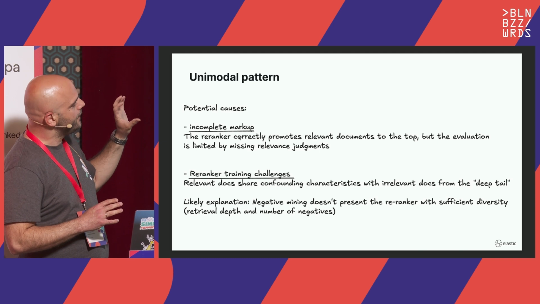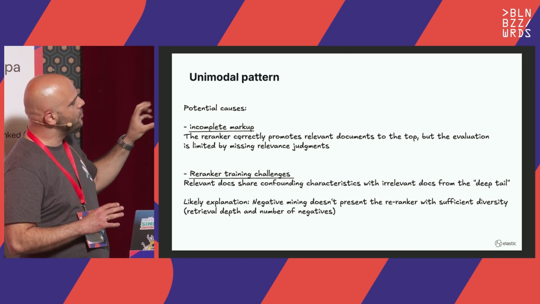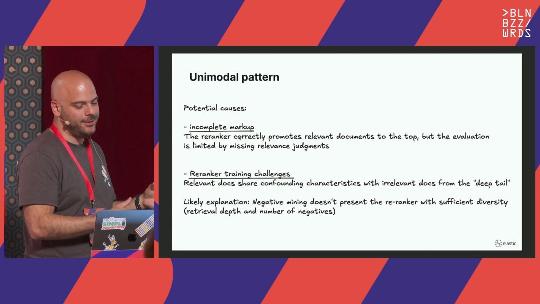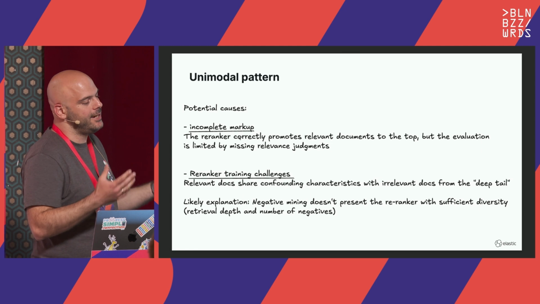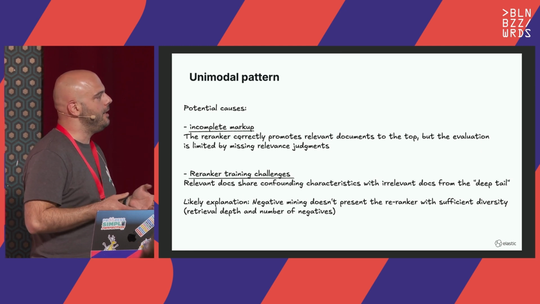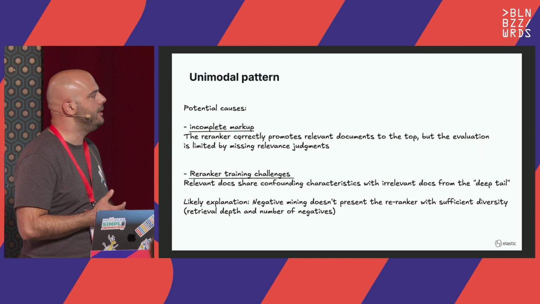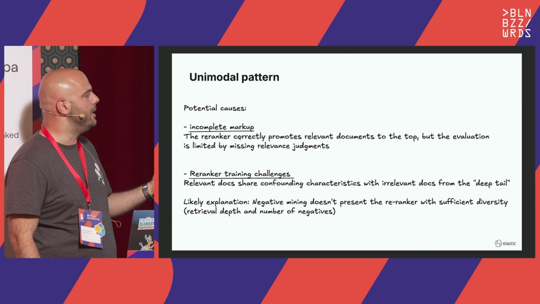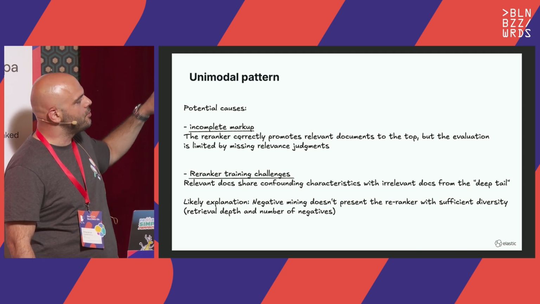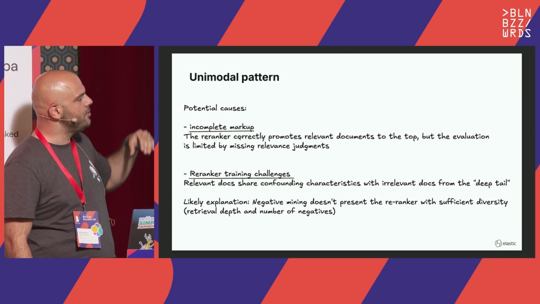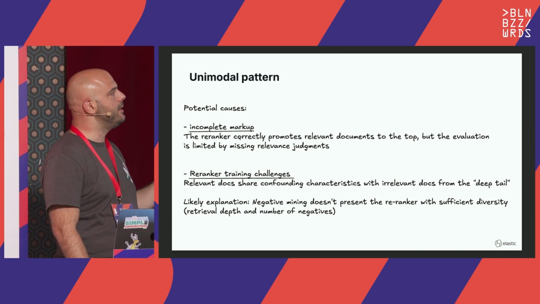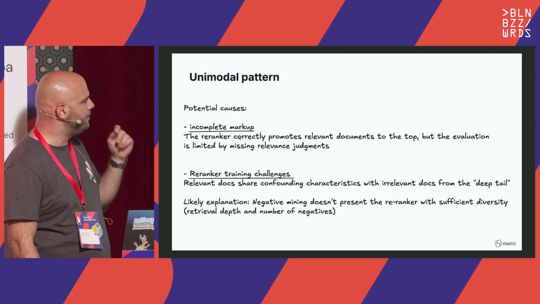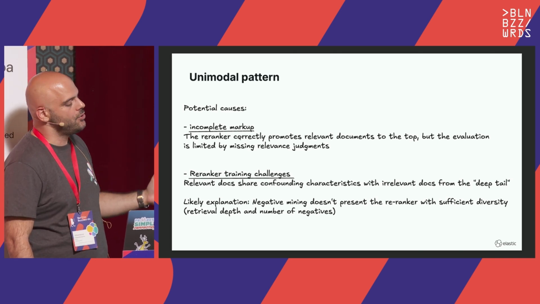So even though this cause seems likely, there is a counter-argument. There are certain datasets like TREC-COVID where the labeling rate is quite high, over 90 or 95%, and we still get some unimodal patterns. So we think that this first cause can cause some fluctuations in the values, but it's not the main driver behind the unimodal pattern. Which brings us to the second point: there are probably issues with the training of the rerankers.